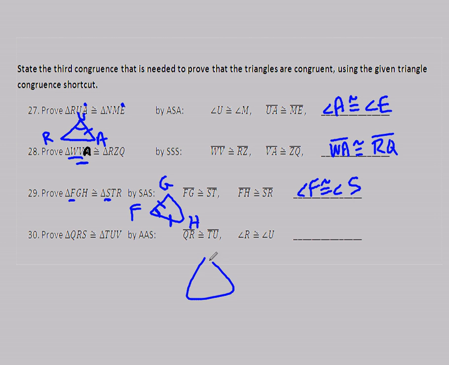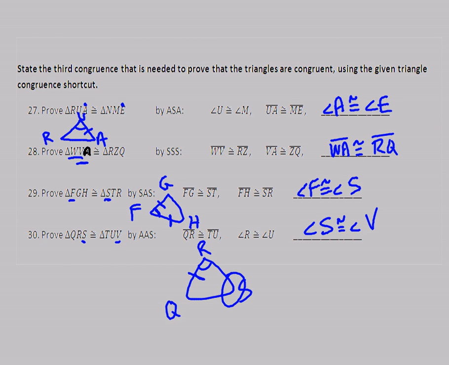Last one, angle side. If I go triangle QRS, where I know segment QR, I know angle R. If I want angle side, well, I would have to use this one right here. I would need to know angle S. Angle S would have to be congruent to, in this case, angle V. S and V being in the same spot.